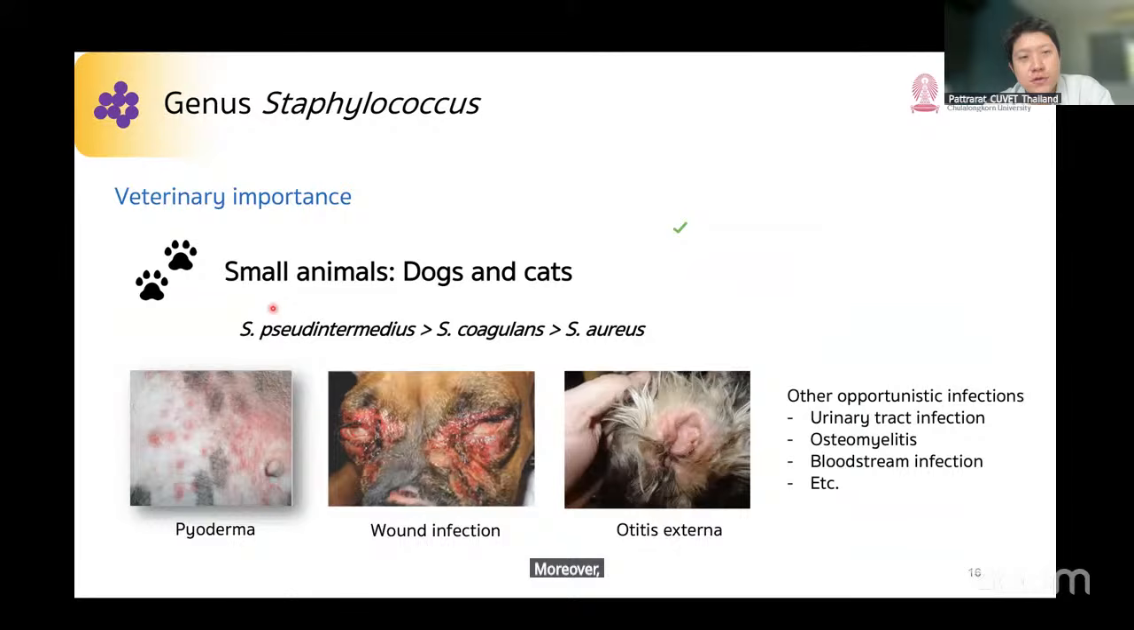Moreover, Staph intermedius, coagulans, and aureus are associated with hospital-associated infection in veterinary medicine, same as in human hospitals, like urinary tract infections, bloodstream infection, and surgical site infection after surgeries, and they cause osteomyelitis.